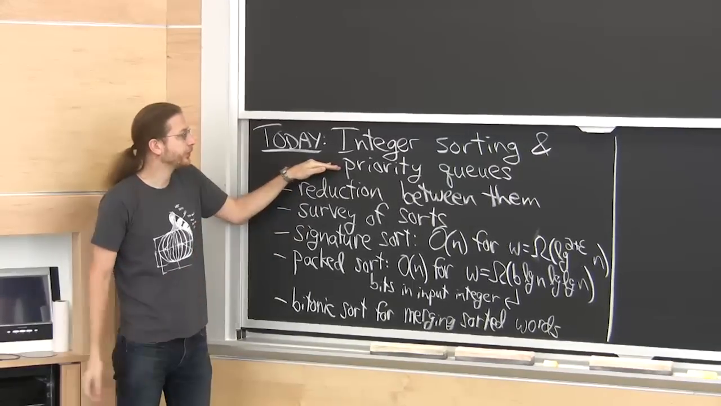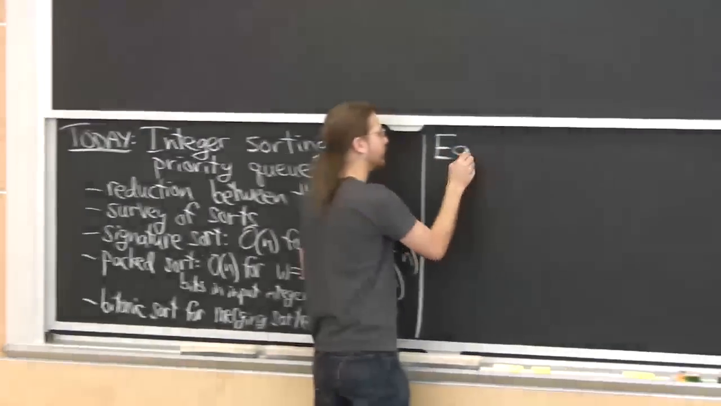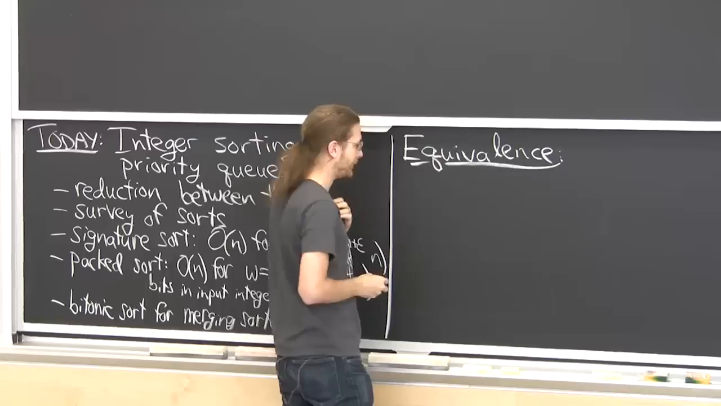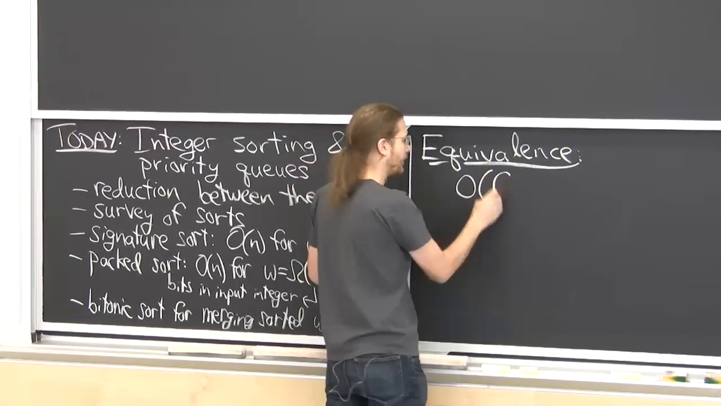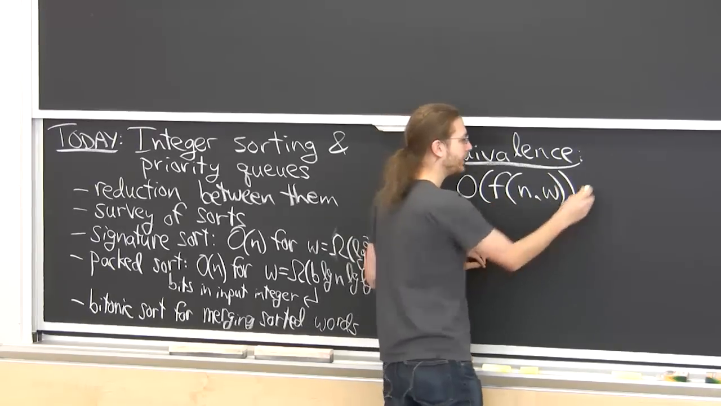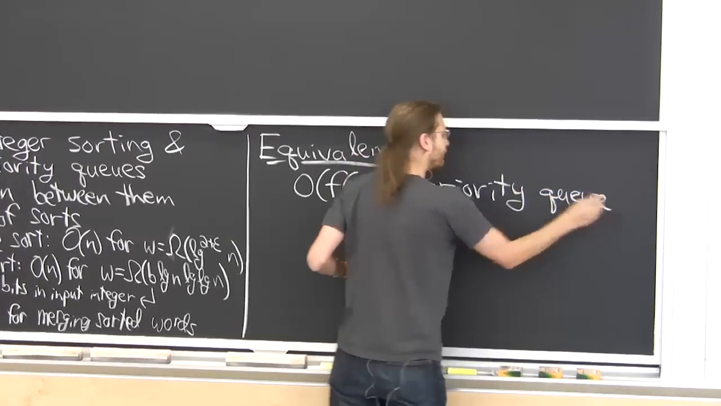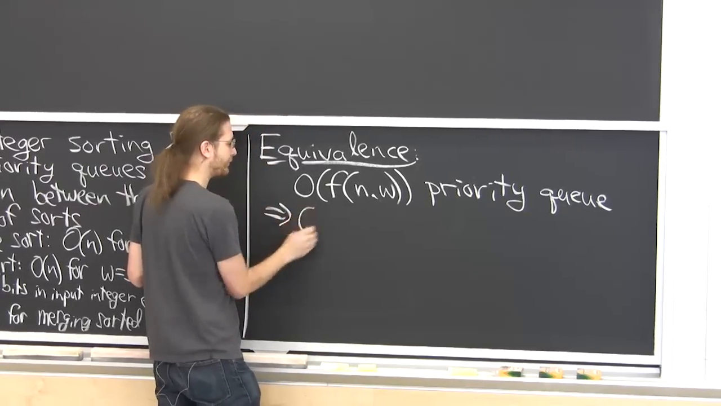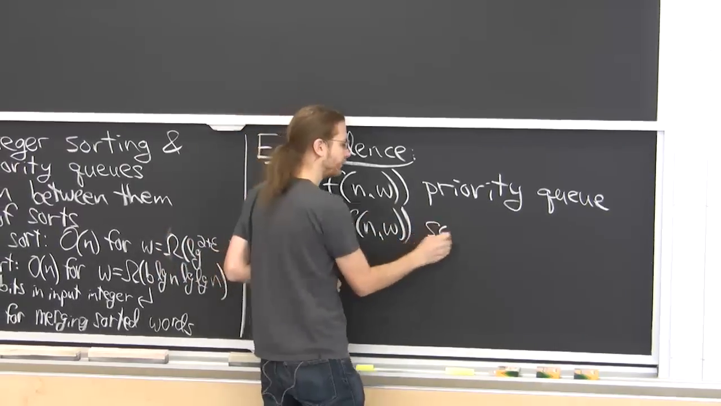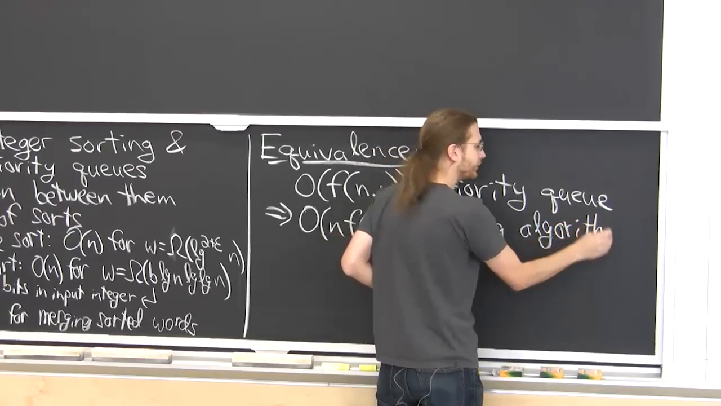It turns out priority queues are equivalent to sorting in the sense that if you have an f of n, normally we'd say f of n, but here we're going to depend on both n and the word size, priority queue. Well, then, of course, you get a sorting algorithm. Just insert everything into the priority queue, and then find min, delete, and so on. So that's the trivial direction of the equivalence.